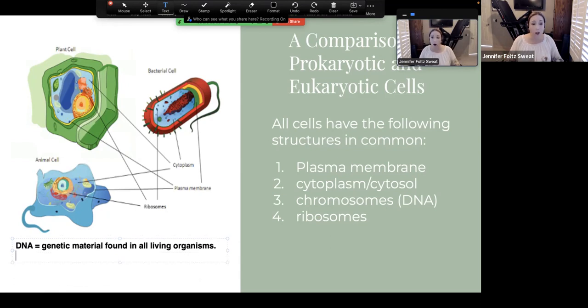Finally, all living organisms, prokaryotic and eukaryotic organisms, have ribosomes. Ribosomes produce or synthesize proteins. Produce and synthesize mean the same thing.